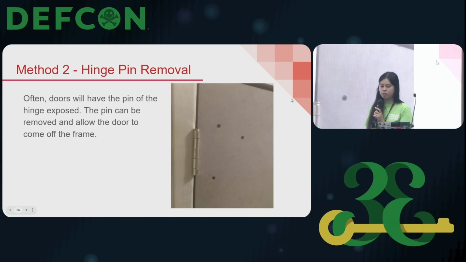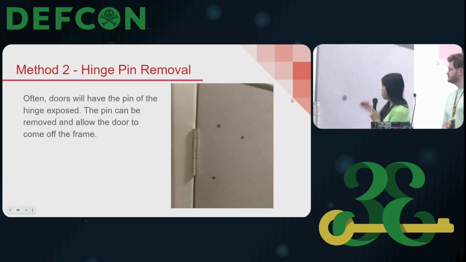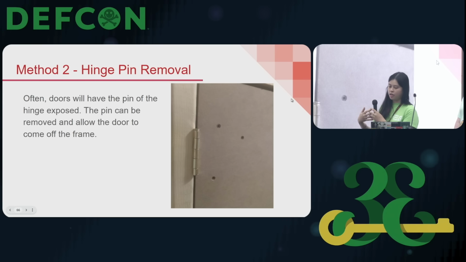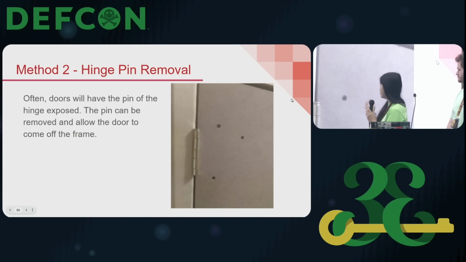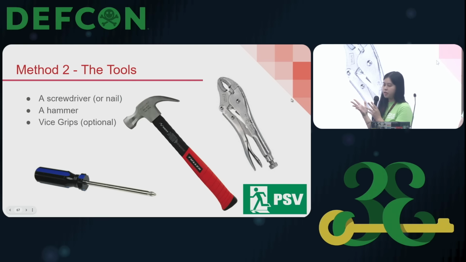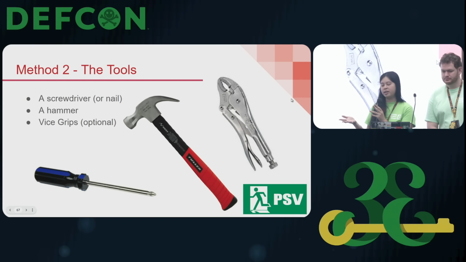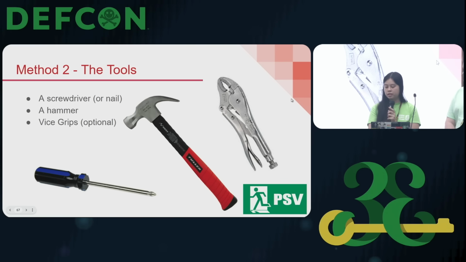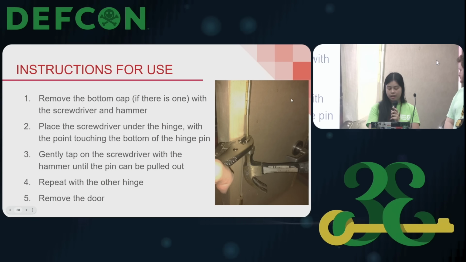Method number 2 is what's called hinge pin removal. So the two halves of the hinge are held together by essentially a long pin that connects the two. And sometimes you'll see that the door hinge is exposed and you can get at the pin and remove it. So for this method, you use, again, a screwdriver or a nail, a hammer, and then I personally like using vice grips as well.